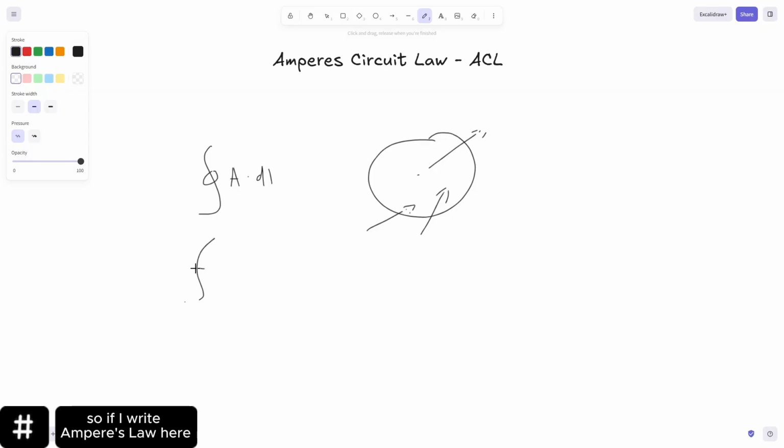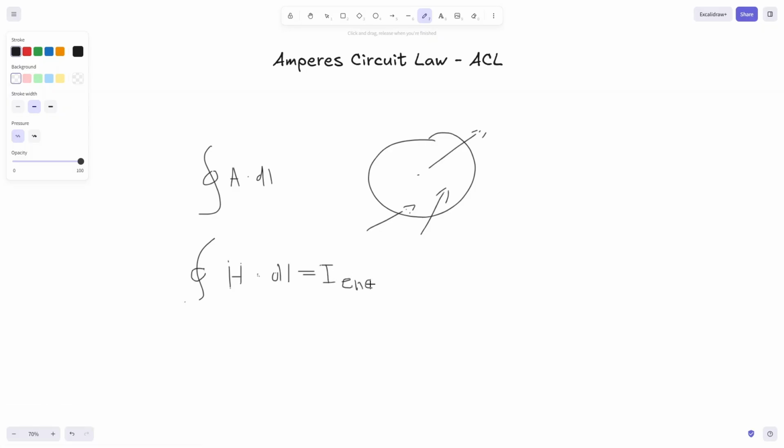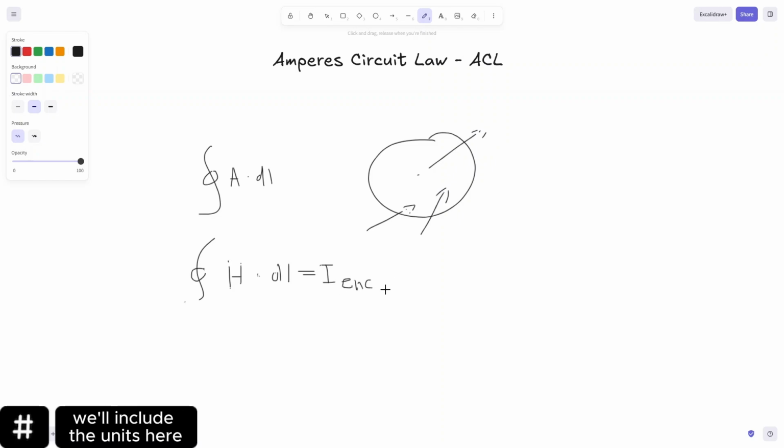So if I write Ampere's law here, we have that the integral of the magnetic field intensity along the path of the circulation is equal to the current enclosed inside of that loop. Just for good practice, we'll include the units here. The magnetic field intensity is in amps per meter, and the current, no surprise, is in amps. So these are the units.